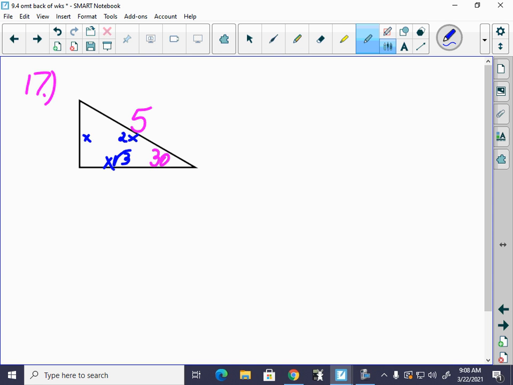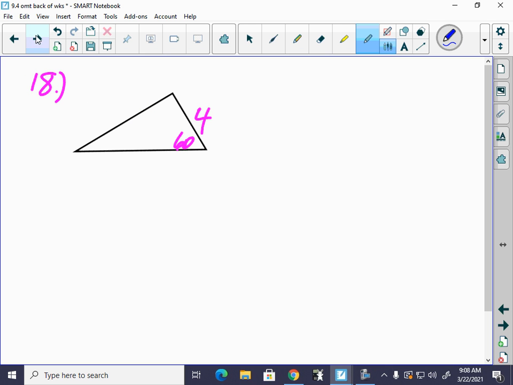This is one last chance of me holding your hand while we're walking across the road. Come on, let's go. Number 18. Hey, if that's 60, this is 30. I don't know what yours looks like. Oh, okay, it doesn't have the 30. So then this is x, this is 2x, and this is the weird side.